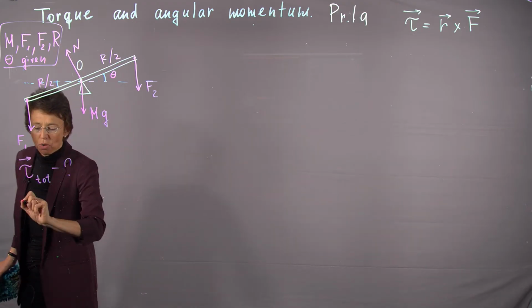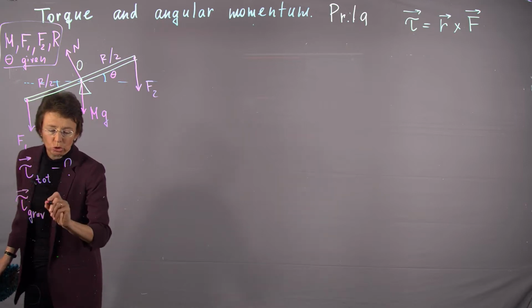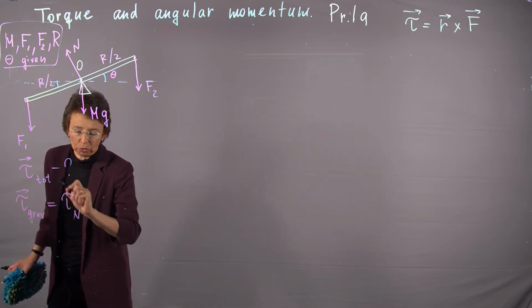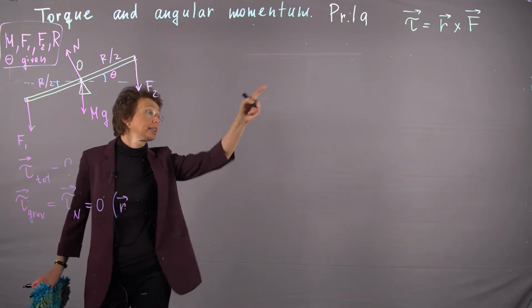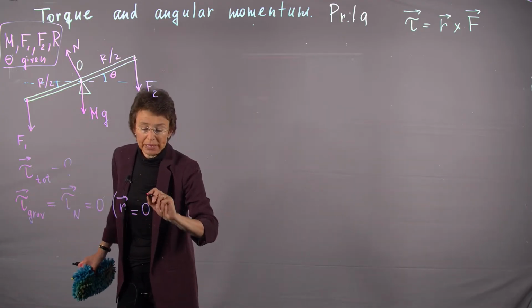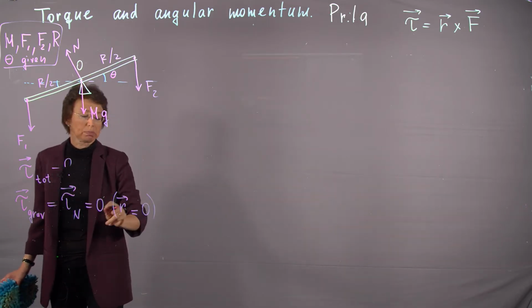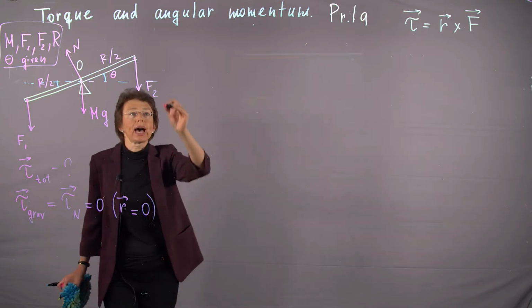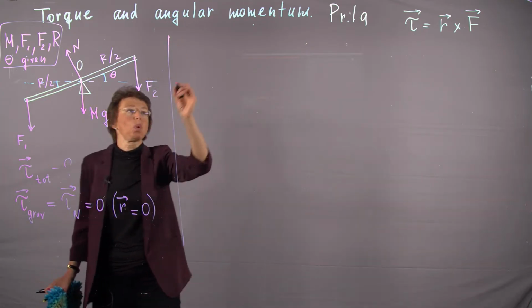As in the previous problem, the torque created by gravity is equal to the torque created by the normal force, and it is 0, since r in our formula for torque, the distance from the pivot to the point where the force is applied, is 0. Now let's find the torque created by force F1.